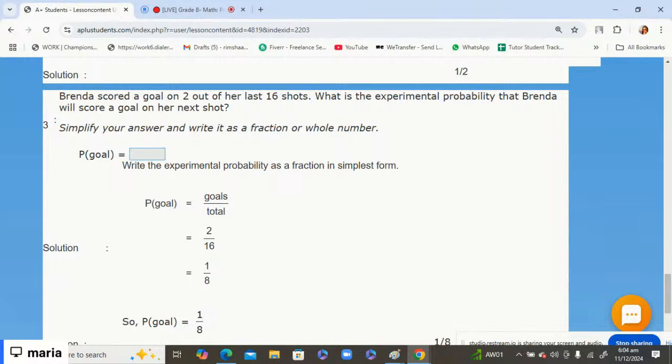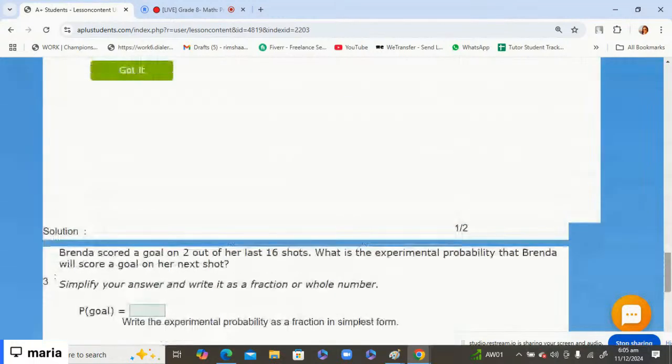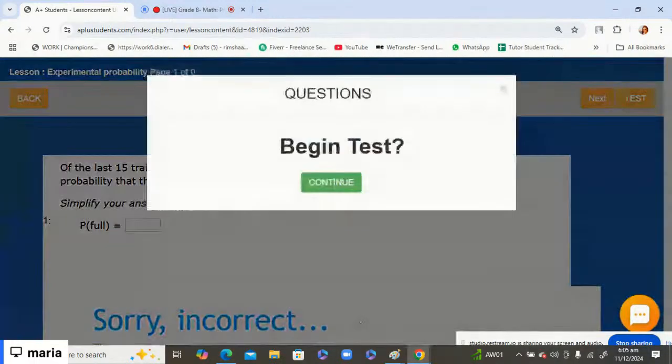Brenda scored a goal on 2 out of her last 16 shots. What is the experimental probability that Brenda will score a goal on her next shot? How many goals? That is 2 out of her last 16 shots, and the total shots were 16. So 2 over 16, and in this way we find the probability. Understand? Let's do the test questions for that.